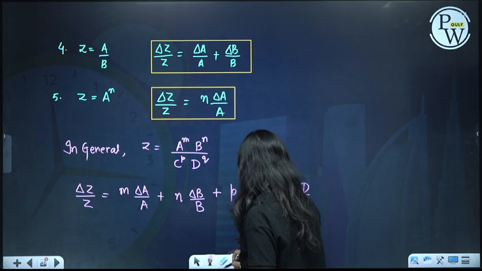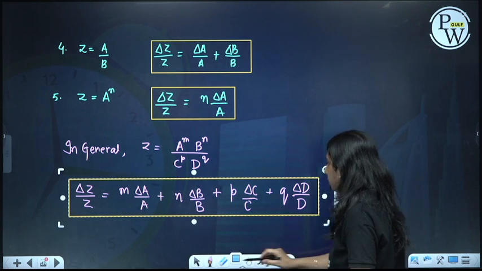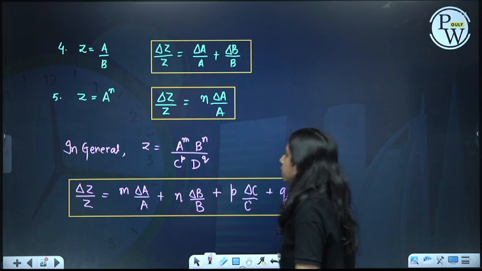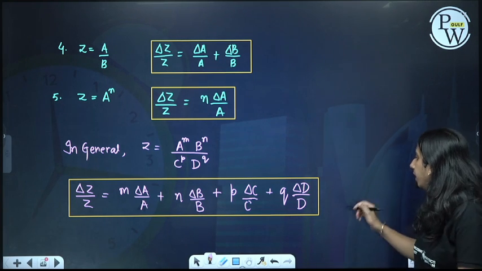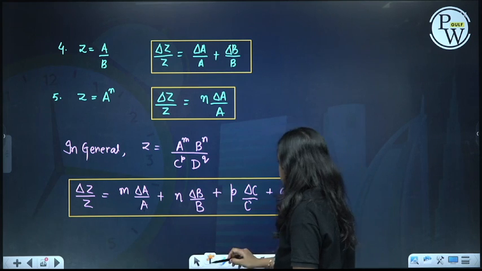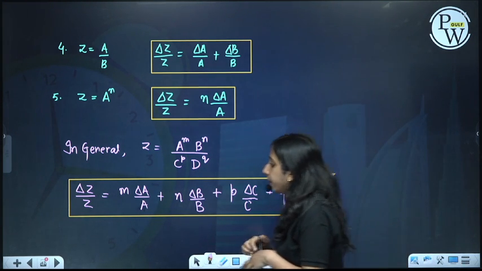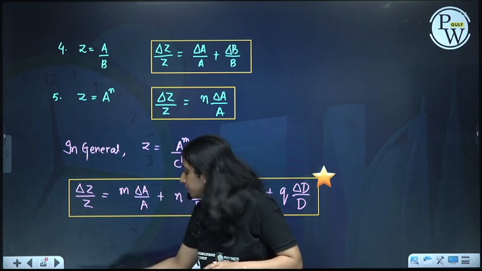This is how we will report the result. In general we can write the result like this. So this is how we will report our result. This is a very important equation. So this is all about errors. So this is all about units and dimensions.